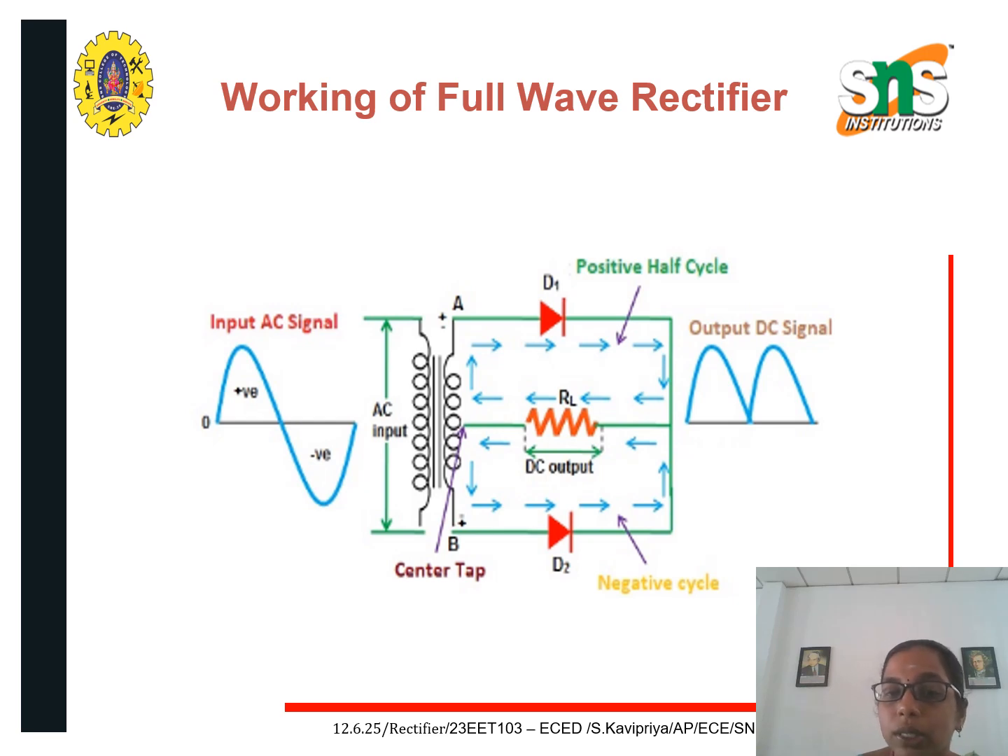So during the positive half cycle of the AC input signal, diode D1 will be conducting and the positive half will get rectified, and during the negative half cycle diode D2 will be conducting, and because of D2, the negative half cycle will be rectified. So the entire AC input signal will be converted to a DC signal in the case of the full wave rectifier. During the positive half, diode D1 will be conducting, and during the negative half of the input cycle, D2 will be conducting.